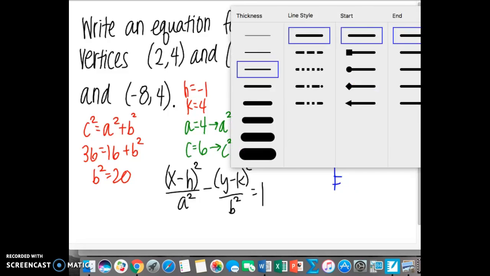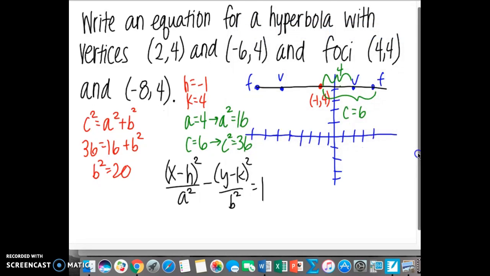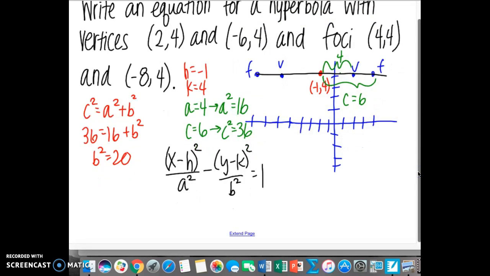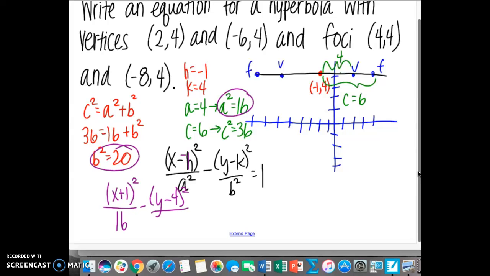So now just filling in those values, we know that h equals -1. So x minus -1 really becomes x plus 1 quantity squared. And we already know that a squared equals 16. So x plus 1 quantity squared over 16 minus y minus our k value, which is 4. So y minus 4 quantity squared divided by b squared, which we know b squared is 20, equals 1. So this is how, given information, we can write an equation of a hyperbola.